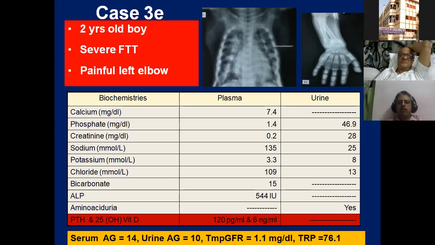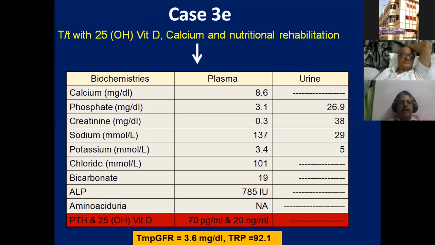So since we could not find any definite cause of this Fanconi syndrome, we said, okay, at least let us give vitamin D. So we gave vitamin D, nice dose, and lo and behold, once the vitamin D normalized or sort of went up and the PTH normalized, the TMP-GFR, TRP also improved significantly, and the amino aciduria disappeared. So what was the problem?